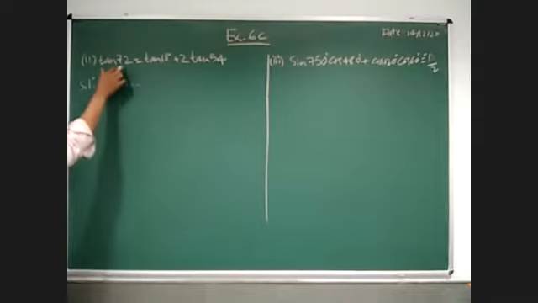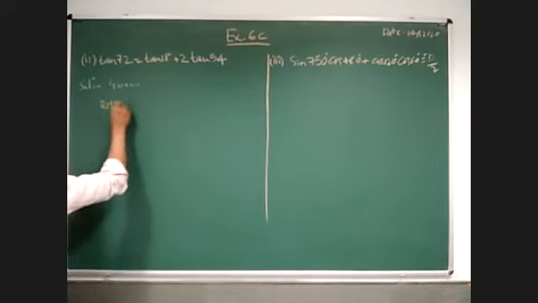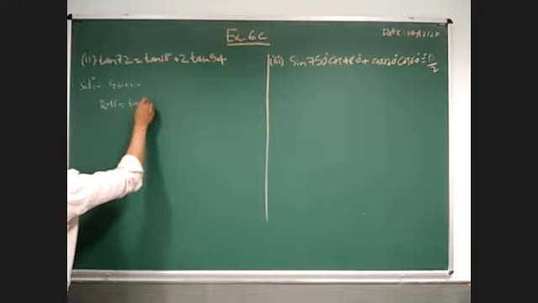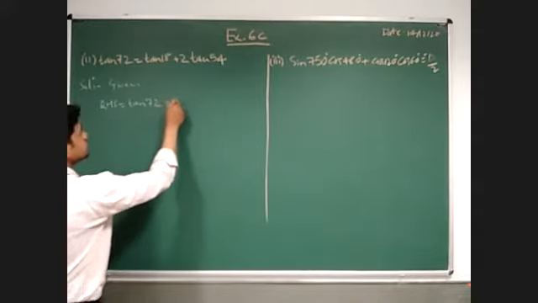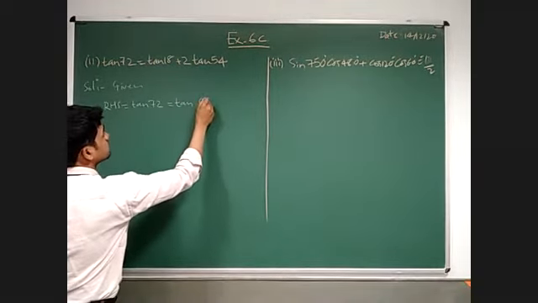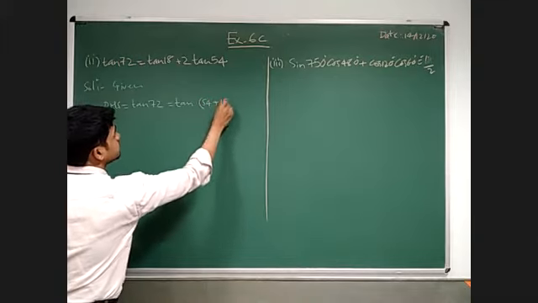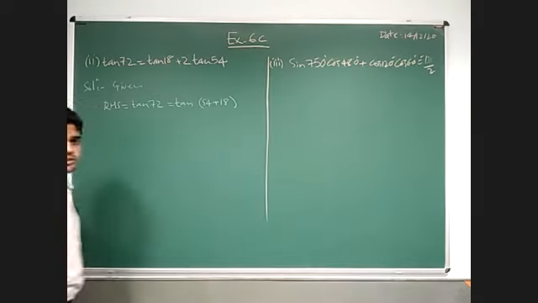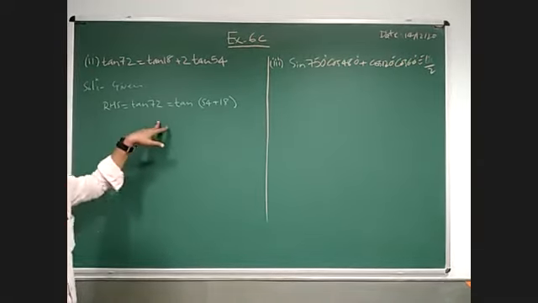Or we can take the right hand side. If I'm taking the right hand side, I have tan 72. I can write 72 as 54 plus 18. Yeah, see, 54 plus 18 is nothing but 72.